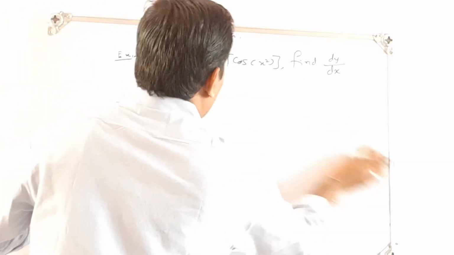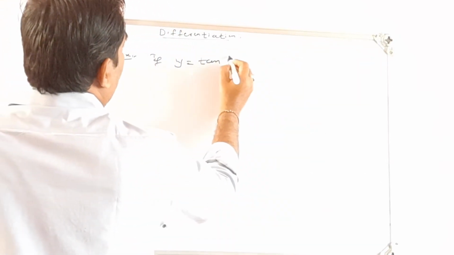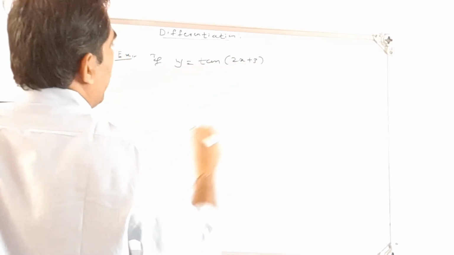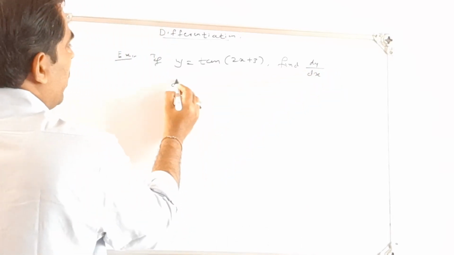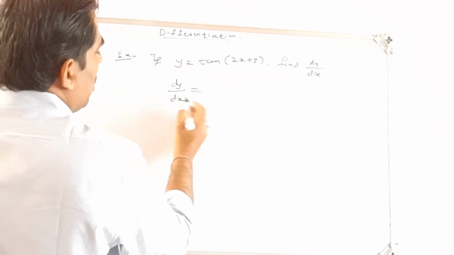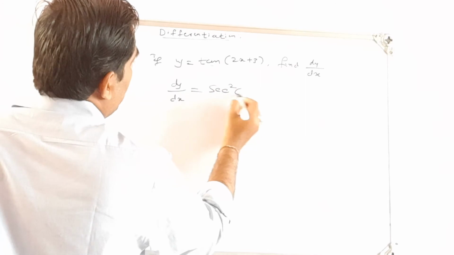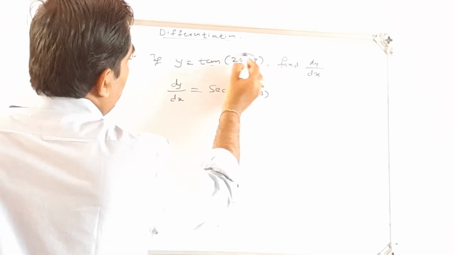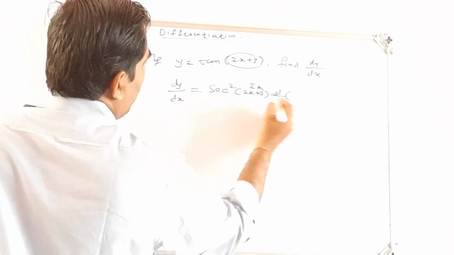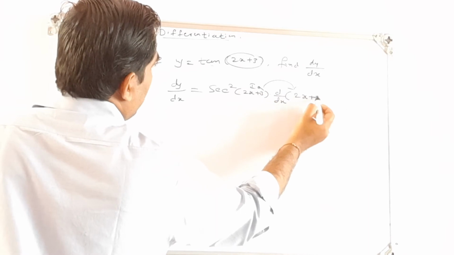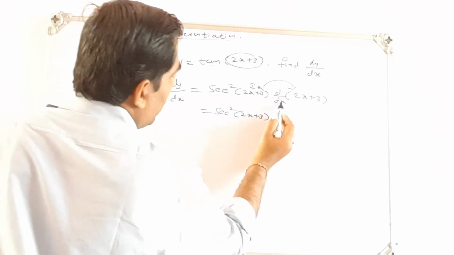In this way, if I consider y is equal to tan of 2x plus 3, find dy by dx. Differentiate with respect to x on both sides. dy by dx is equal to the derivative of tan x, which is secant square x, where x means this whole thing. Secant square x into the derivative of the inner quantity, 2x plus 3. So you write secant square of 2x plus 3 into the derivative of 2x plus 3.